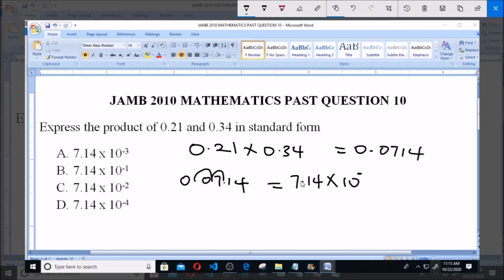So we had 7.14 times 10. Now the number of times we moved it, which is 1, 2. So times 10 raised to the power of minus 2. So 0.0714 in standard form is 7.14 times 10 raised to the power of minus 2, and that is option C. So this is the answer to the question.